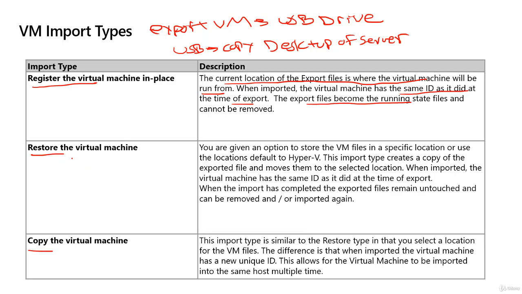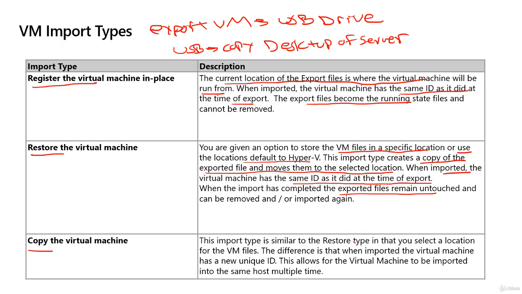If we look at the restore, you're given this option to store the VM files in a specific location or use the default location to Hyper-V. This creates a copy of the exported files and moves them to the selected location. The imported virtual machine will have the same ID as the VM you exported. When the import is completed, the exported files remain untouched.